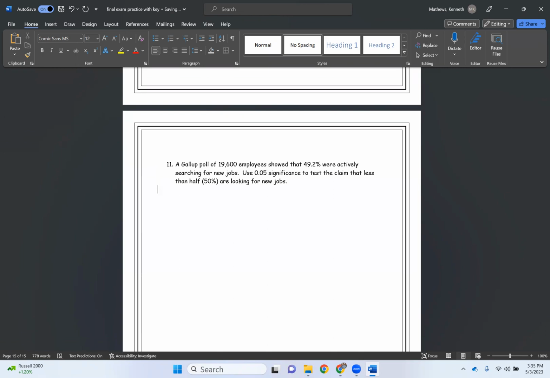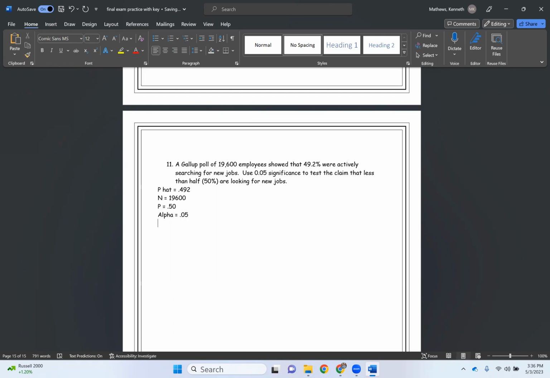So what do we know? P hat is equal to 0.492. N is equal to 19,600. P is equal to 0.50, 50%, because that's what we're testing. And alpha is equal to 0.05.